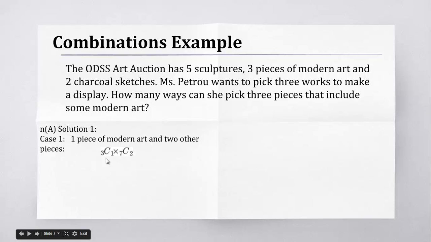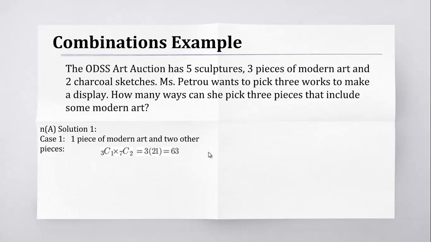3 choose 1 is the 3 pieces of modern art. You're going to choose 1 of them, and the multiplication sign. Out of the 7 remaining, we're going to choose 2 of them. You don't want to break up the 5 and the 2. If you don't do the remainder, if you start to do the 5 and the 2, it becomes very hard to get all the cases.